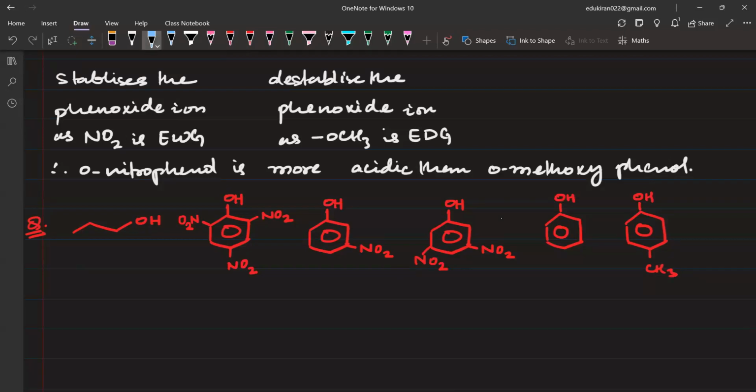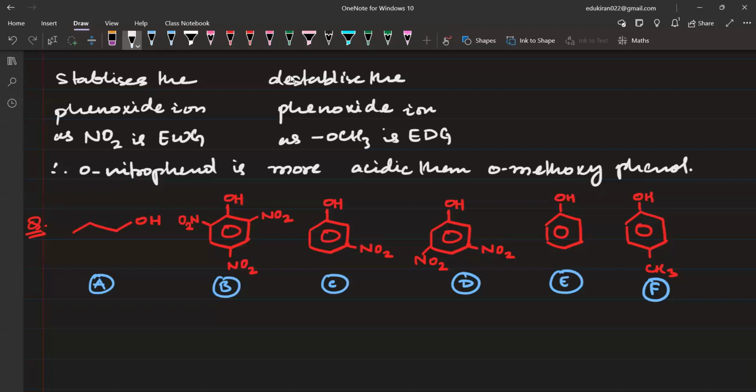Basically, to make this a little easier, what will we do? We do A, B, C, D numbering: A, B, C, D, E and F. Right? Now, first of all, if all of these are the same class of compound, then you will focus on plus M, minus M, plus I, minus I. Now, what you see here is a different compound, that is alcohol, and the rest of them are phenols. So I can say very easily that since alcohol is less acidic than phenol, A will be the least acidic. Makes sense?